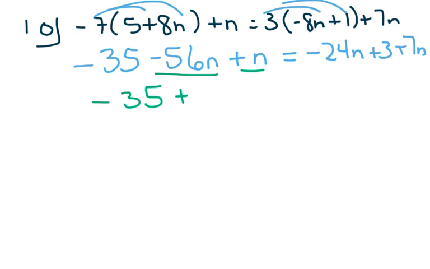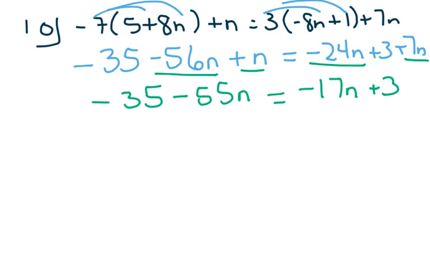So that's going to be minus 55n. And here on this side, I'm going to combine the n's. Let's call them napkins. So negative 24 napkins plus 7 napkins would give me, what is 24 minus 7? 17. So that'd be negative 17n plus 3.